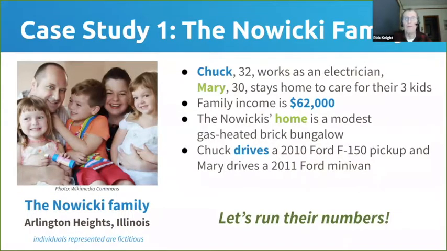So first we have the Nowickis. It's a middle-class 30-something couple with 3 young kids. They live in a suburb northwest of Chicago called Arlington Heights. Chuck Nowicki is an electrician who works for a contractor, and his wife Mary is a stay-at-home mom, at least until the kids get a little older. Family income is $62,000. They live in a modest gas-heated brick bungalow, and they have 2 vehicles, a 2010 Ford pickup that Chuck uses also for work, and a 2011 minivan that Mary drives. So let's run their numbers next.